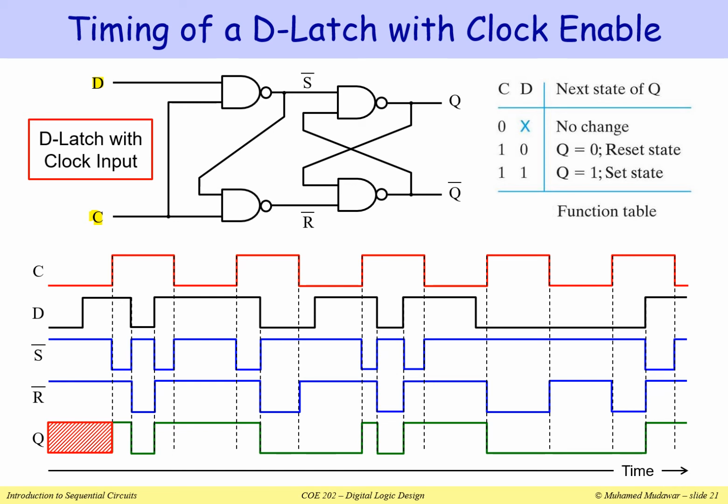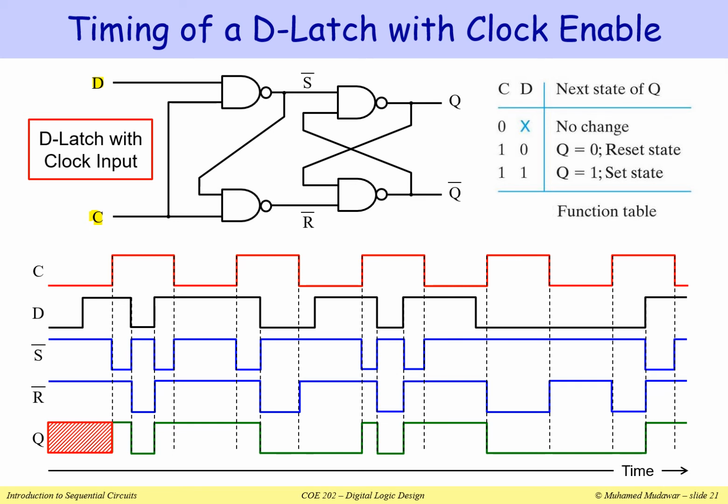Notice that the clock here is just a periodic signal. We have already seen the clock before in a previous slide. When the clock is 0, the latch is disabled. When the clock is 1, the latch is enabled. The D input here is selected to be just a random signal that goes from 0 to 1 and back to 0 randomly.